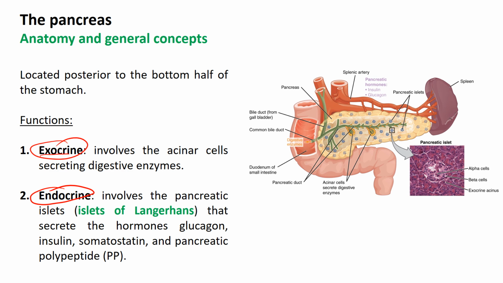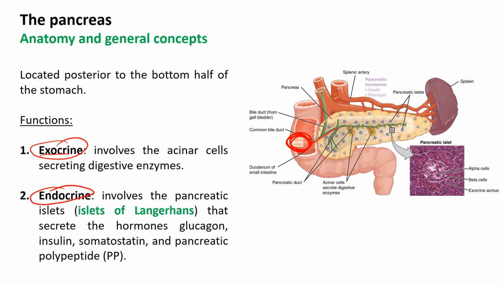Or sebaceous gland, the same thing in the skin. Those that produce oil, they release that into something different than a blood vessel. So in this case, the pancreas has a portion that produces enzymes and chemicals that are going to be released into the duodenum. And that's going to be important for digestion.